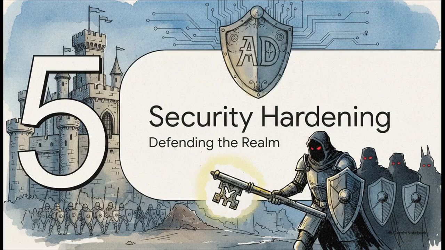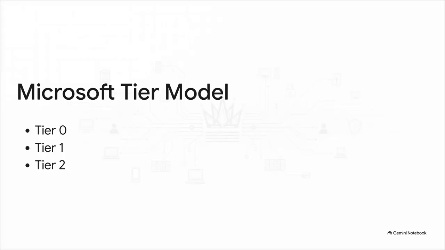Which brings us to Section 5, Security and Hardening, Defending the Realm. Because with great administrative power comes massive security responsibility. If an attacker breaches Active Directory, they literally have the keys to the entire kingdom. To stop malicious actors from escalating their privileges, you've got to divide your network into 3 strict operational tiers.